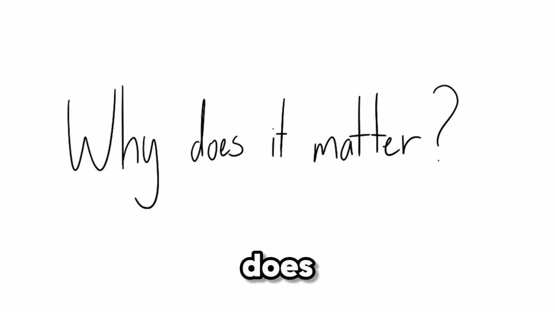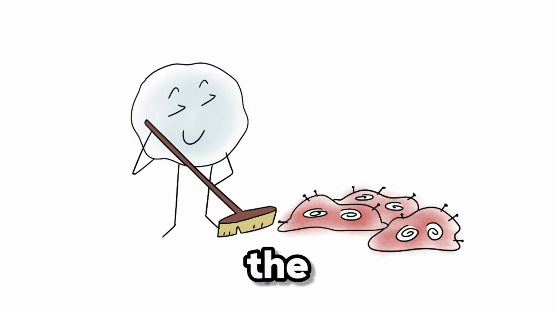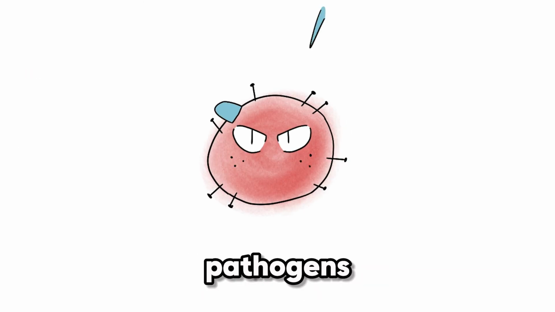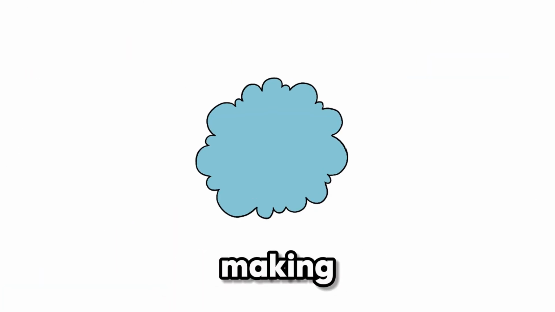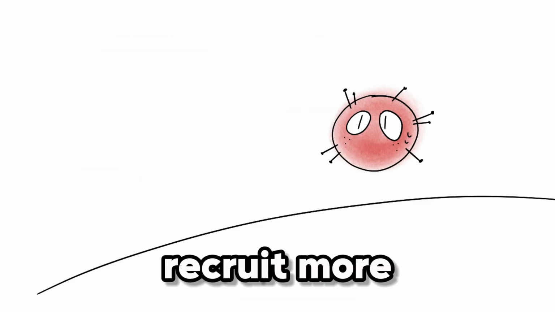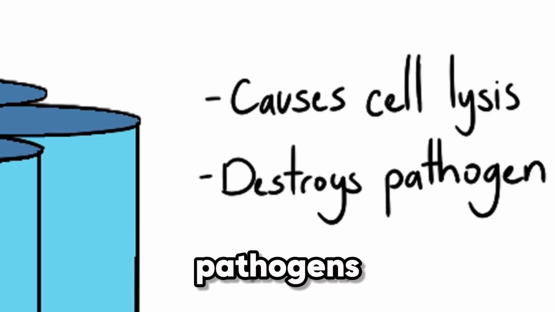So, why does the classical pathway matter? Well, it matters because the pathway is a powerful weapon in our immune system's arsenal. It helps in three ways. One, it tags pathogens for phagocytosis, making them easier for immune cells to destroy. Two, it produces inflammatory fragments like C3a, C4a, and C5a, which alert the immune system and recruit more cells to fight the pathogens. And three, it creates the MAC, directly lysing and killing pathogens.